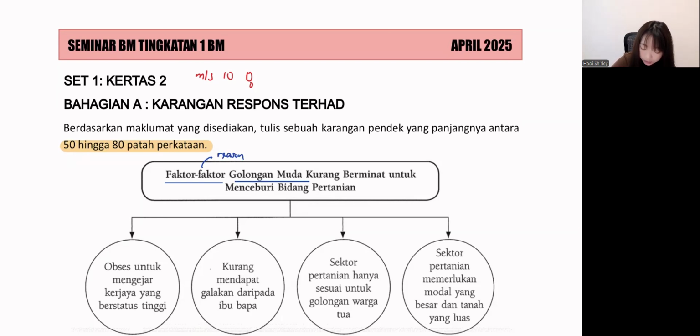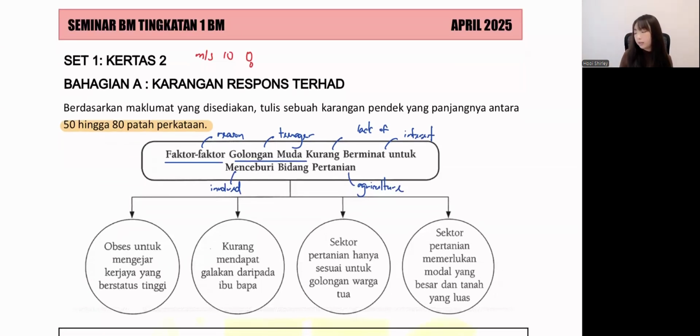Golongan muda relates to the teenagers, remaja. Kurang berminat. Kurang means lack of interest. In order to get yourself involved in agriculture. Bidang pertanian means the agriculture sector. Okay, so from here, we know that we will need to write something related to agriculture. So let's look at the first one.